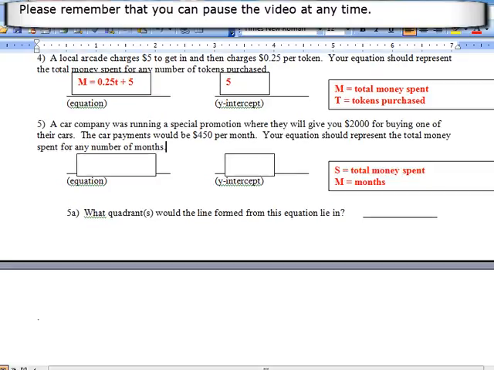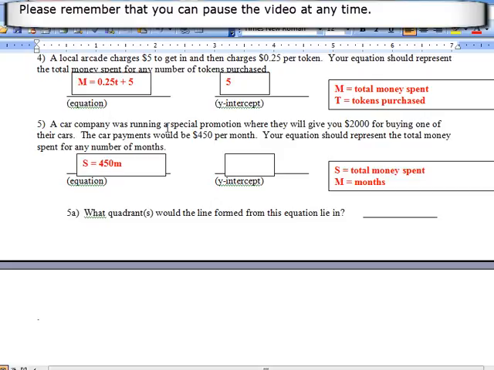So we're going to let S stand for total money spent and M stand for months for our equation. Alright, so our equation is going to start off with S equals 450M because to find the total money spent, we're paying $450 per month. So if 2 months goes by, we spent $900. 3 months, you just multiply 3 times 450 and we get the total money spent.